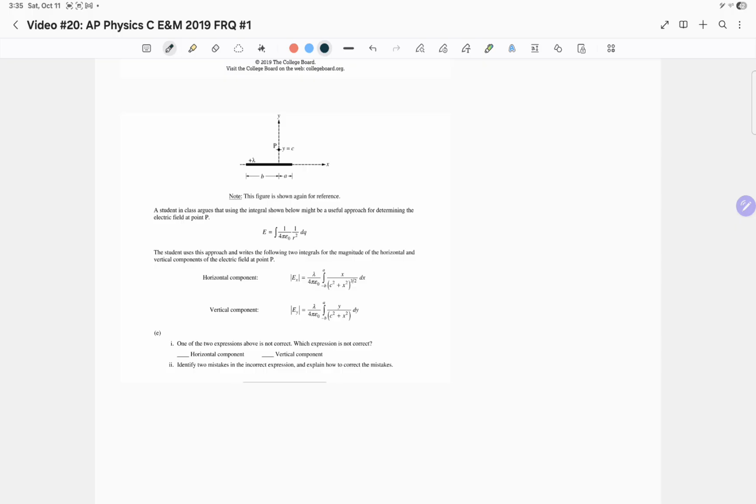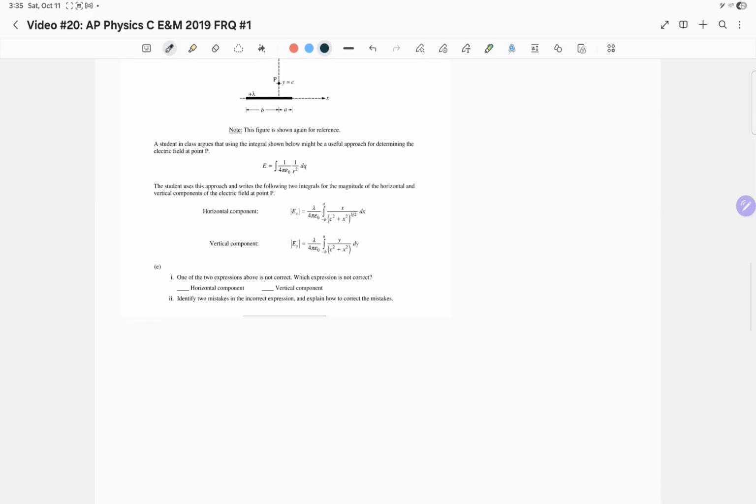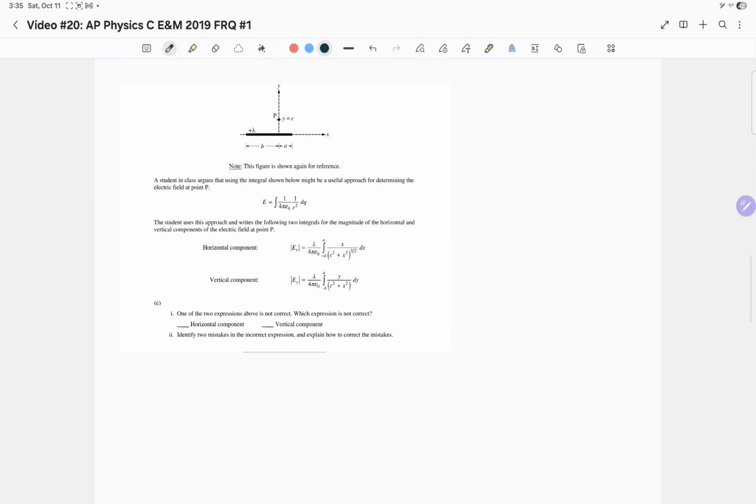Okay, a student in class argues that the integral shown below might be a useful approach for determining the electric field at point P. Okay, so this is not even using Gauss's law. This is just application of Coulomb's law now. The student uses this approach and writes the following two integrals for the magnitude of the horizontal and vertical components of the electric field at point P. So the horizontal component is that ugly thing, and then the vertical component is that. Okay. One of the two expressions above is not correct. Which expression is not correct?